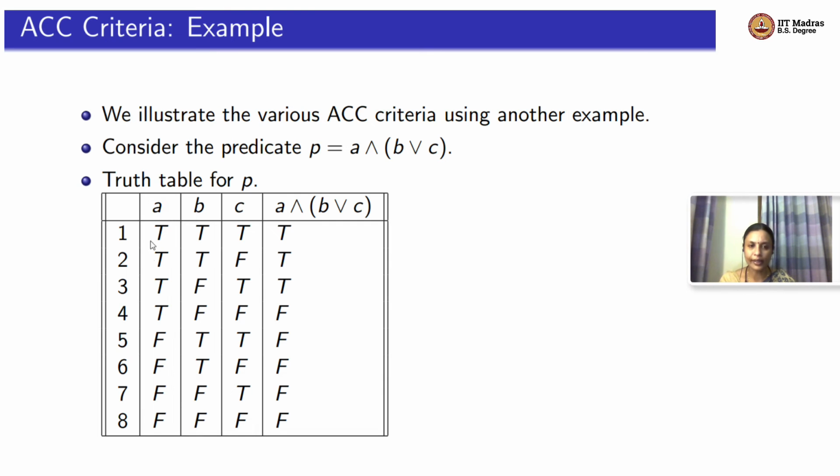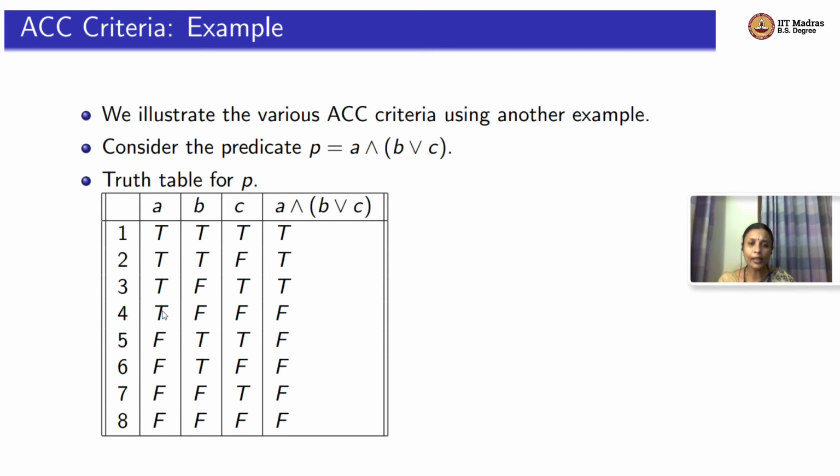Those are given in these 8 rows that are numbered 1 to 8. For example, in the first row, all the three clauses A, B, and C take the value true. In the second row, A and B take the value true, C becomes false. In the third row, A is true, B is false, C is true, and so on. In the last row, all three are false. This last column in the truth table is the final evaluation for the predicate. In the case when all the three clauses are true, which is the first row, the predicate evaluates to true. In the case where A and B are true, but C is false, the predicate again evaluates to true.